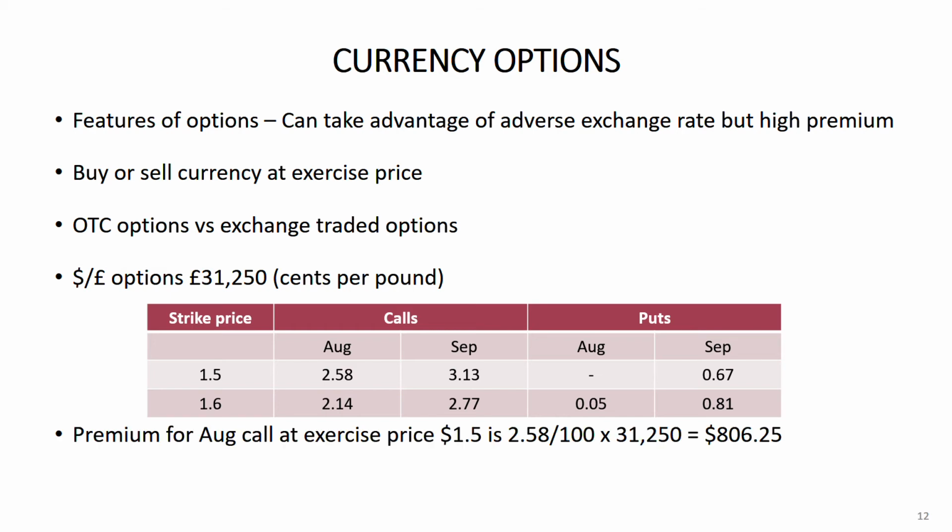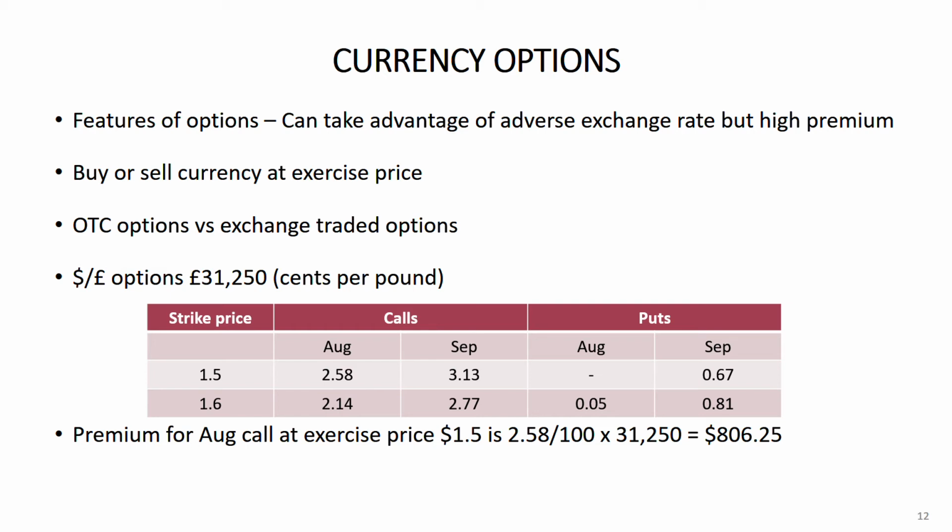So how do you calculate the premium? Let's say you are taking an August call premium at an exercise price of 1.5 and the price is 2.58, but this is cents per pound, right? So always divide the premium by 100, or you can multiply by 0.01. The result will be the same, right? I prefer dividing by 100. So 2.58 divided by 100. Whatever the premium is, always divide by 100.